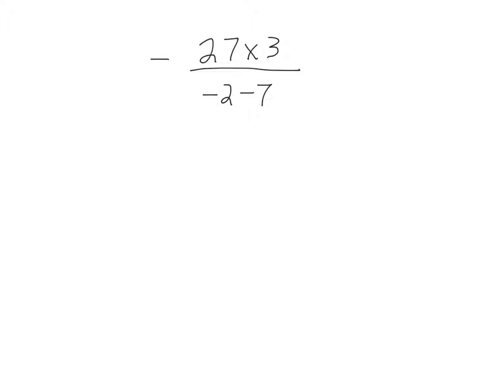With problem number 2, we have a negative out in front. 27 times 3 divided by, again, you get a grouping symbol, and negative 2 minus 7 on the bottom. The fraction bar means I need to do all my work on my top together and then all the work on the bottom. I can use the distributive property to go 3 times 20 to get 60, and then 3 times 7 to get 21. And when I add those two numbers together, I have 81.